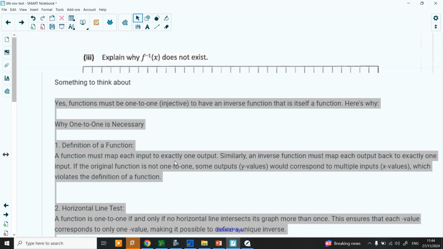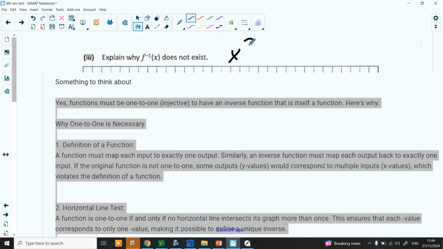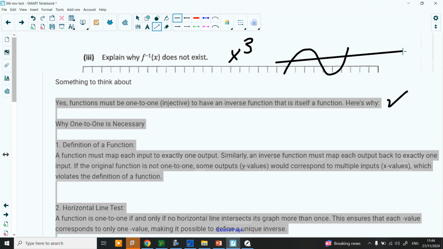Explain why the function's inverse doesn't exist. So first of all, it's a cubic function. Functions must be one-to-one or injective to have an inverse that is itself a function. So I think that first line alone will do it for you. The original cubic function doesn't have one-to-one correspondence, i.e. it's not injective. You could also say it's not bijective either, because bijective means you have to be injective and surjective. So that would work as well. But that's the real reason, just right there.